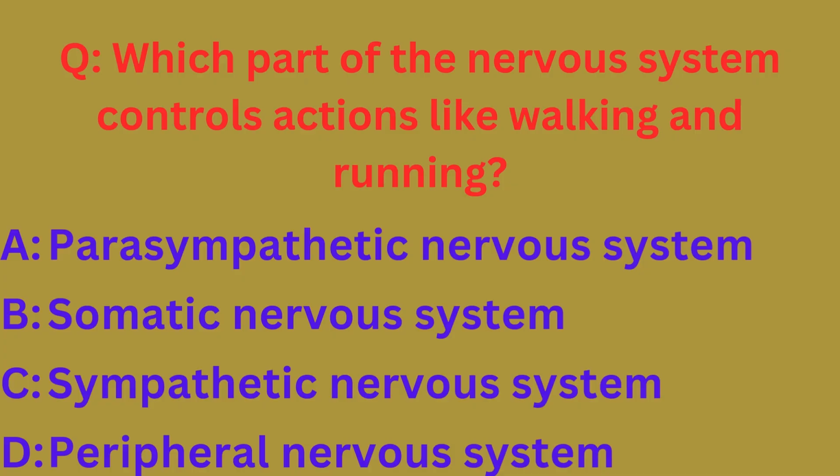Let's get started. Our first question for today is, which part of the nervous system controls actions like walking and running? A. Parasympathetic nervous system. B. Somatic nervous system. C. Sympathetic nervous system. D. Peripheral nervous system. So, the correct answer is somatic nervous system.